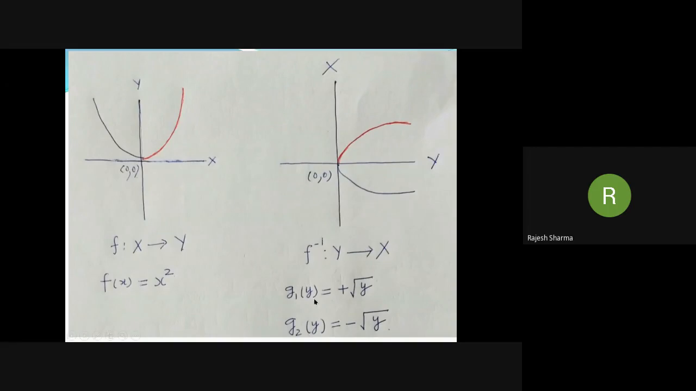That is, we have these two functions g1(y) is equal to plus root y and g2(y) is equal to minus root y. Note that this part of the parabola in first quadrant in xy plane goes to this part of the parabola in yx plane by this function g1(y) is equal to plus root y, and this function is single valued. And this part of the parabola in second quadrant goes to this part of the parabola in fourth quadrant by the function g2(y) is equal to minus root y, and this is also single valued.